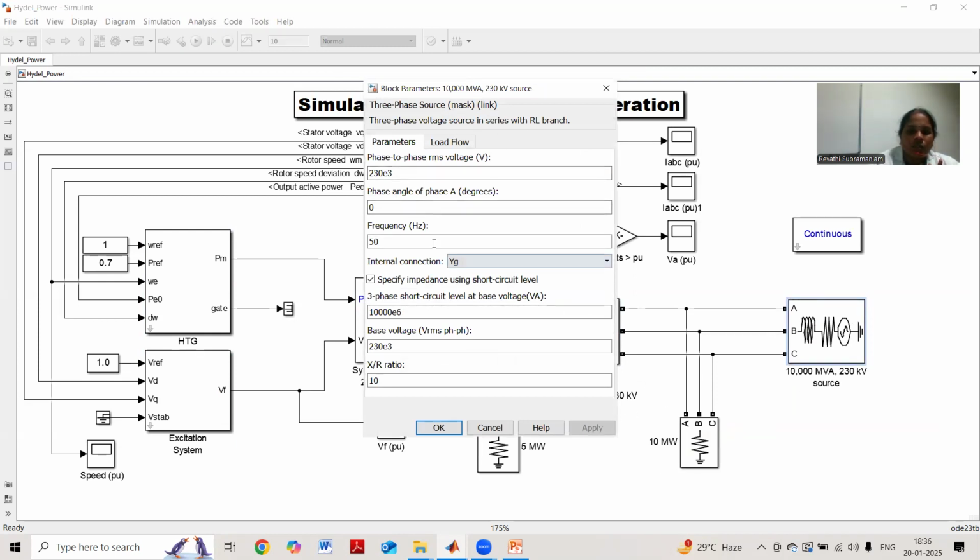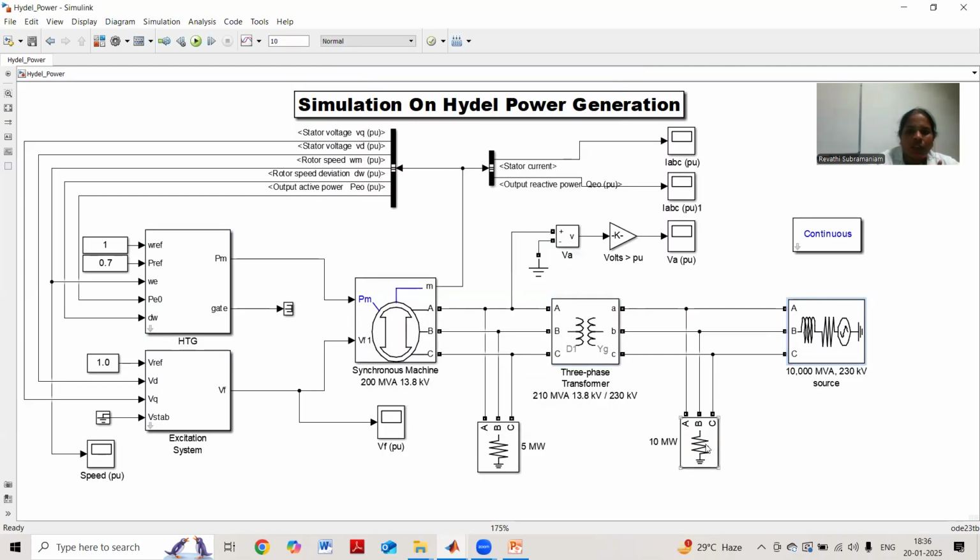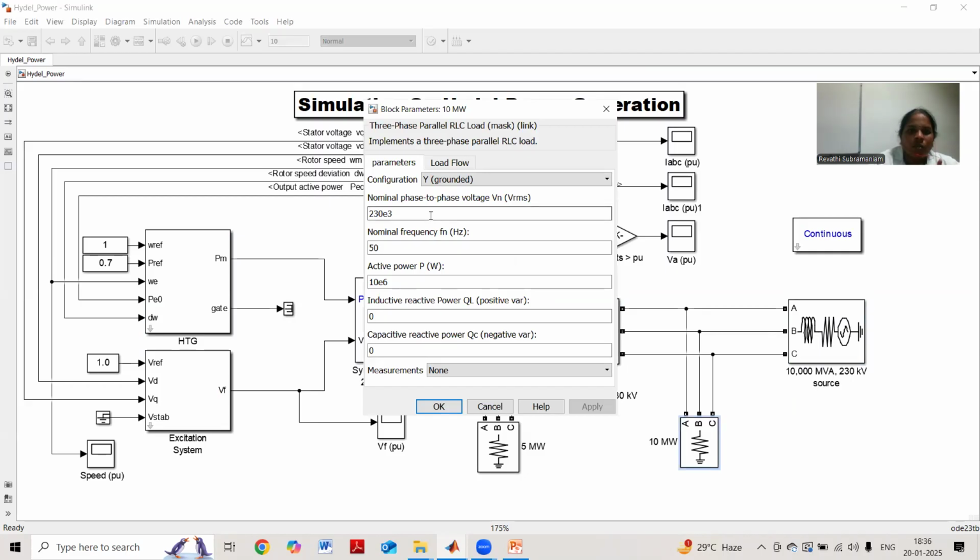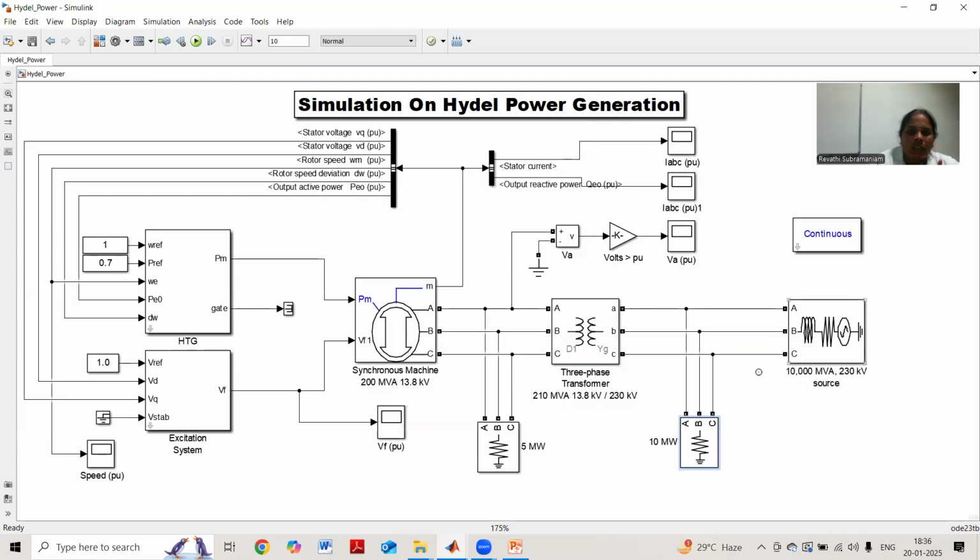This is the load. Here we set the phase to phase RMS voltage value, and this is the three-phase load. We can see a three-phase parallel RLC load has been used. So the Hydel power turbine generates power for the three-phase load. And from here, I can see the stator current in per unit, and output reactive powers and everything can be seen here. Here is the run button.